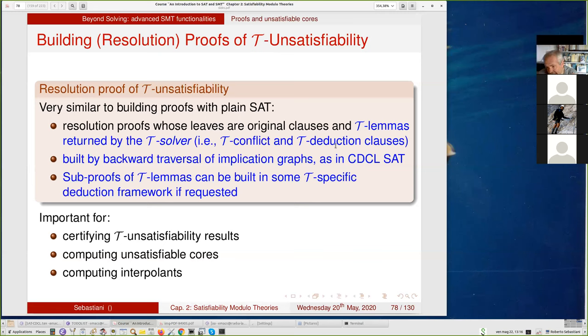Then, of course, we have the theory lemmas, and we have to prove in some way that the theory lemmas are valid. In some cases, since the theory lemmas are just disjunctions, very often those are quite obviously valid. But you may also want to build a small specific proof for every theory lemma according to the theory. So you want to certify also that the theory lemmas are actually theory lemmas. There are theory-specific techniques for building proofs of validity, or of unsatisfiability of the negated lemmas.